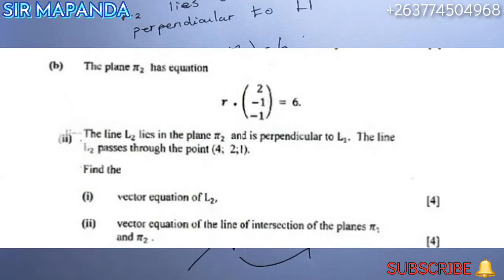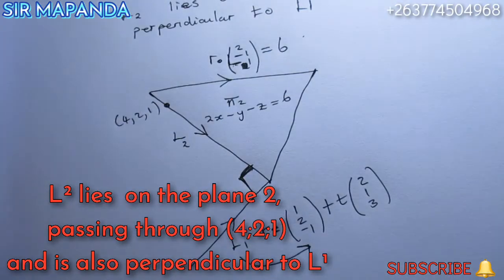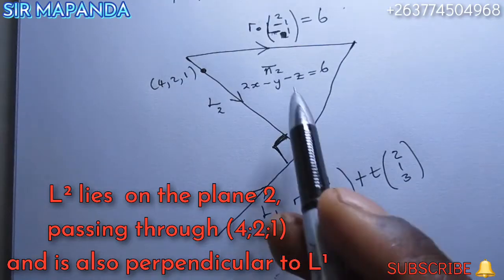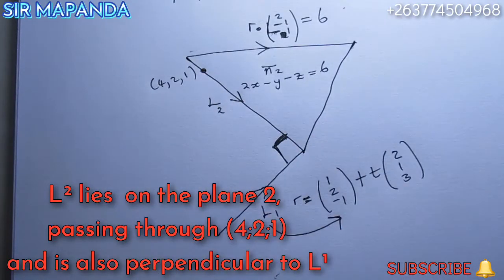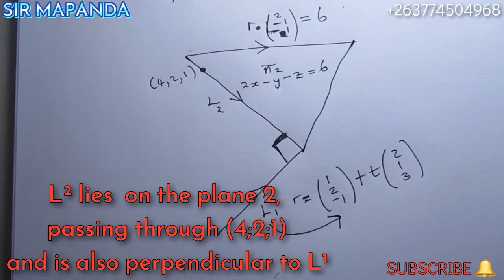The plane pi 2 has equation r dot (2, -1, -1) = 6. The line L2 lies on pi 2 and is perpendicular to L1. So I have made a sketch which makes it easy to solve. I hope you are following. Right. So let this triangle represent pi 2. And pi 2 is r dot (2, -1, -1) = 6, which can be written as 2x minus y minus z = 6.